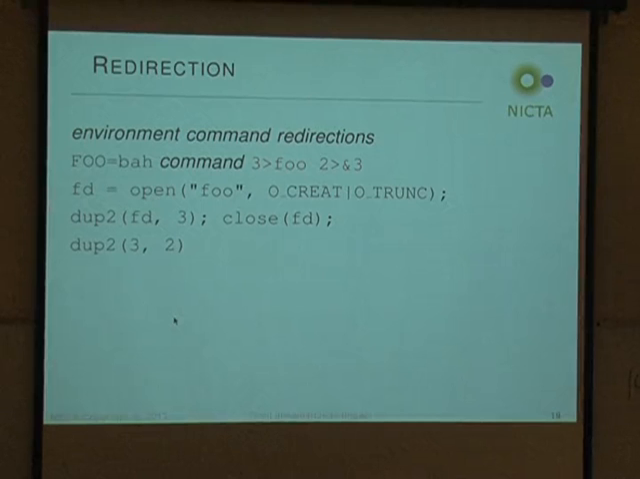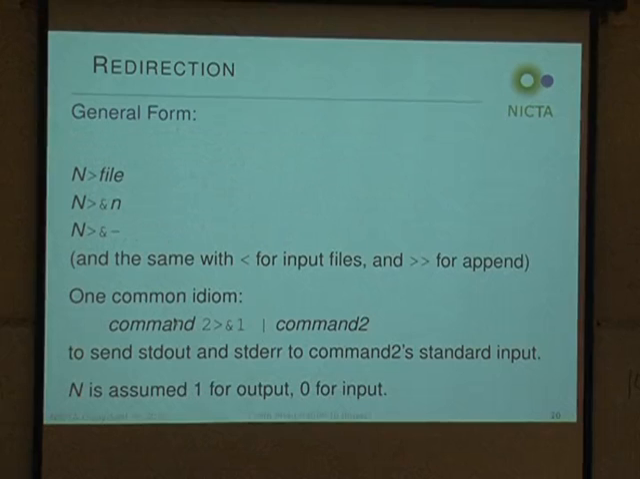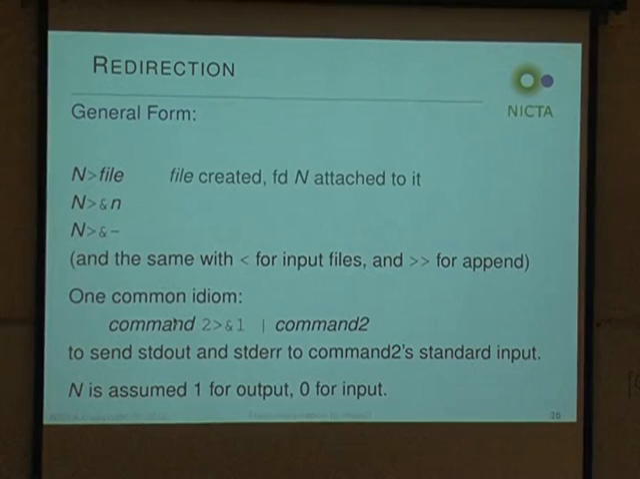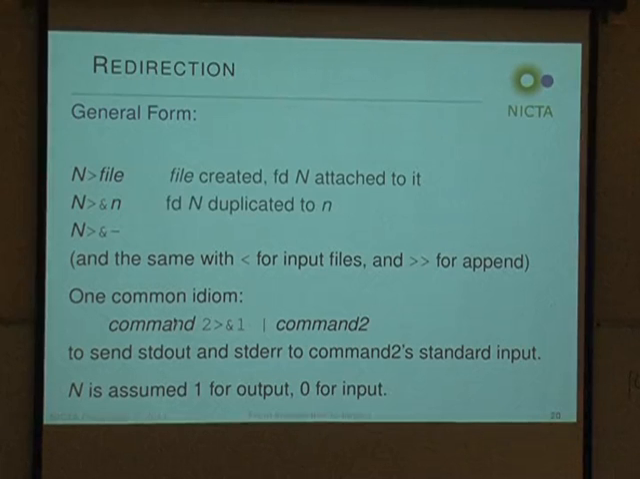So that's what it's doing inside, between the fork and the exec, when it's running whatever the command is. The general form is n > file, which creates the file and attaches file descriptor n to it for output. n >& m duplicates file descriptor m onto n, so they become the same thing. And n >& - closes that file descriptor. If you want to turn the arrow around, so it points the other way, it does exactly the same thing but for input files.